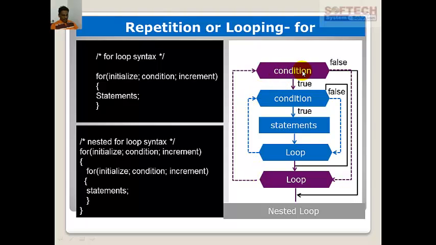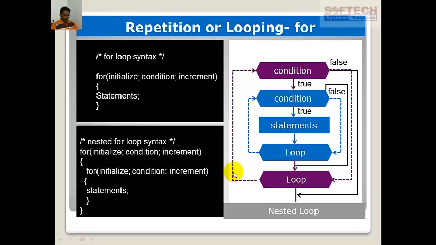The first condition is true. It checks whether the second condition is true. Then it executes the statement, and the inner loop continues. Then it checks the condition again, and if it is true, it executes the statement and continues the inner loop. When the inner loop condition is false, it comes out of the inner loop only.